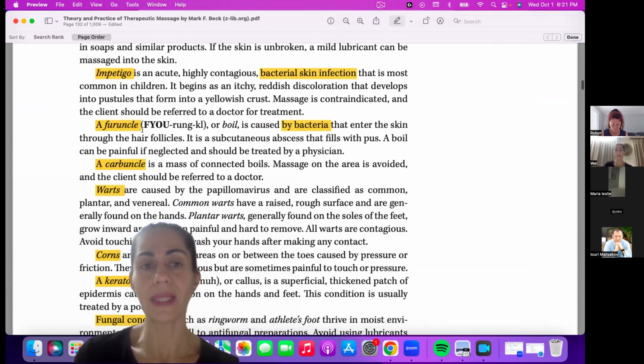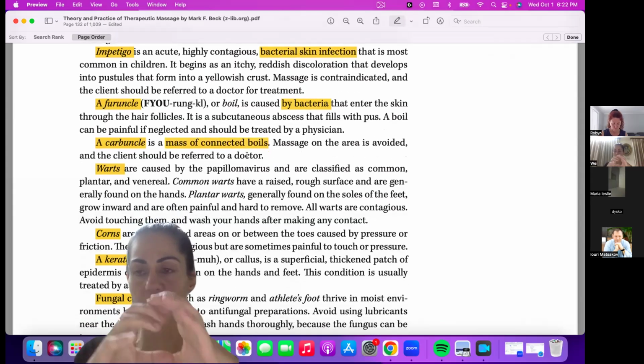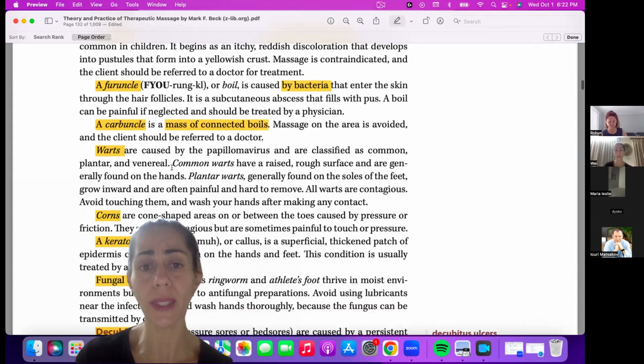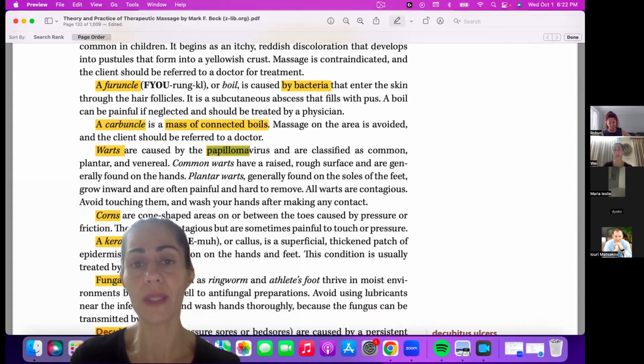A carbuncle is similar to the furuncle. It's just that there's a mass of them, many of them, like a cluster. Warts are from the papillomavirus, so it's a virus. That's important to know. It's a virus.